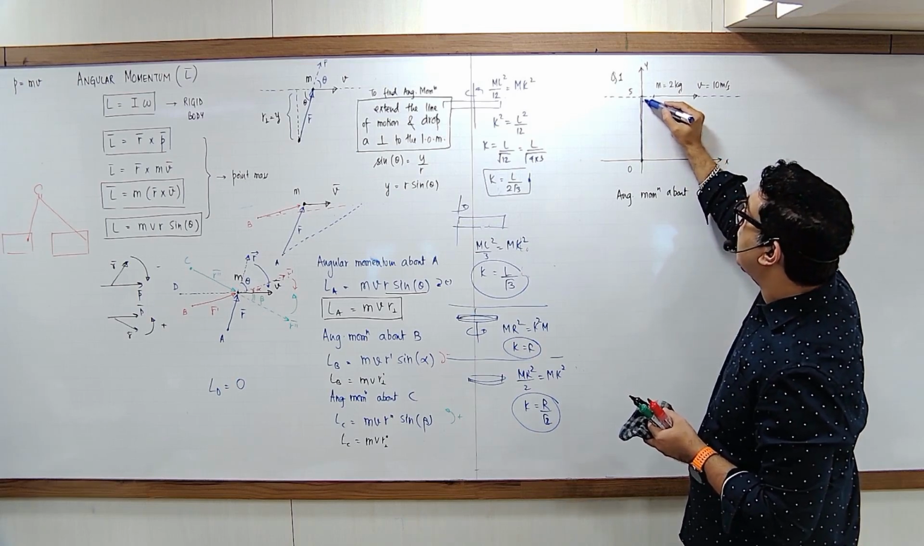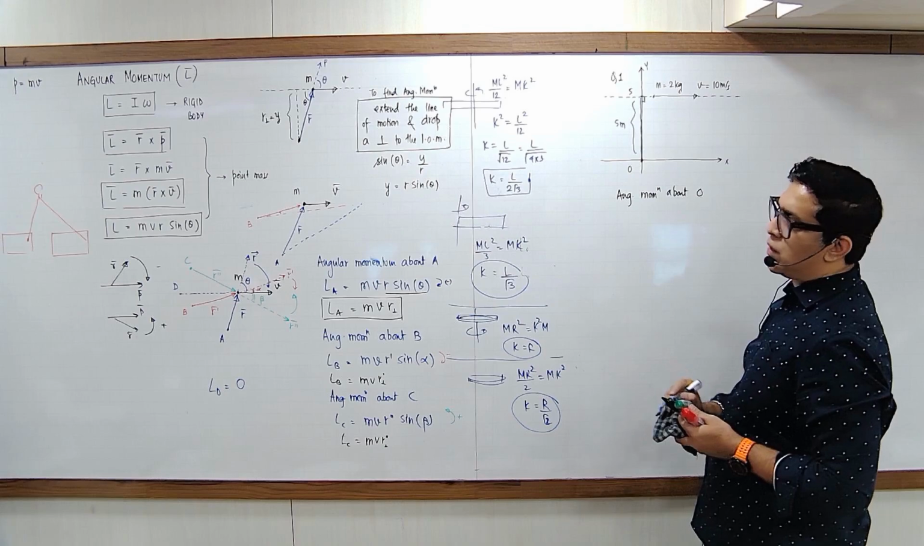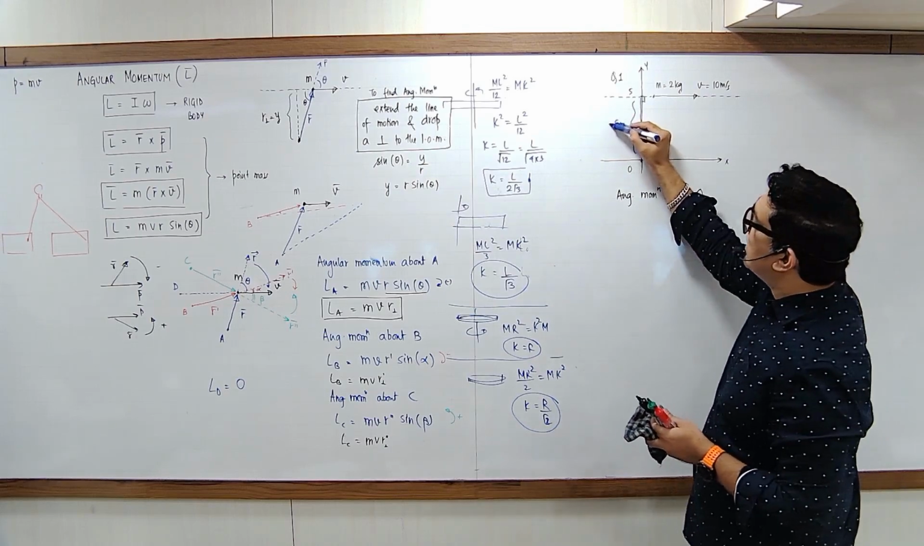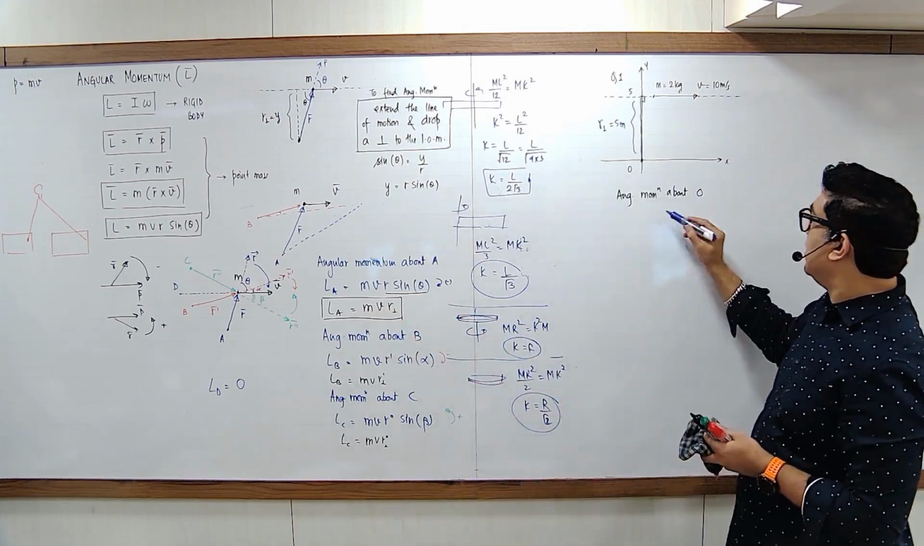Is this angle 90? How much is this distance? 5 meters. Tell me, what is R perpendicular? What is the formula for angular momentum about O?